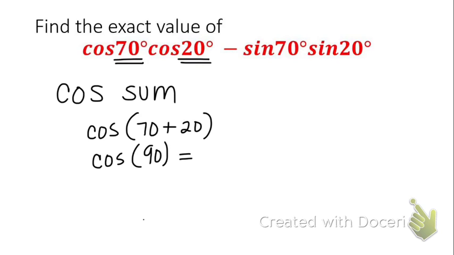So the main thing we're trying to figure out is, are we adding or subtracting, and what trig identity are we using? But again, this is cosine sum, and because it's cosine sum, we're adding. And the cosine of 90 degrees is what? Is that 0 or 1? So that would be your final answer. That would be your exact answer.